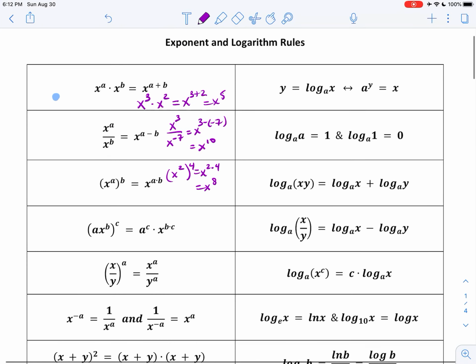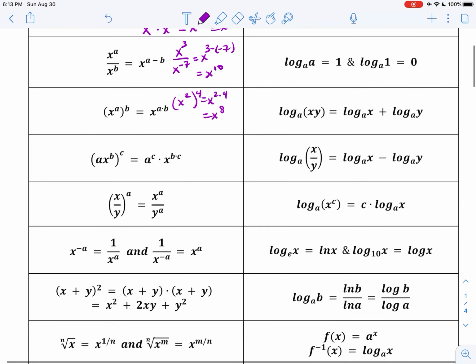So you get the idea, and these things should be familiar to you. You will use them an awful lot throughout Calculus 1 and Calculus 2 in your simplifications. So be mindful of them. Remember your negative exponents down here, x to the minus a equal to 1 over x to the a, and if you have a negative exponent in the denominator, you can bring it to the numerator. In other words, this is x to the a over 1.